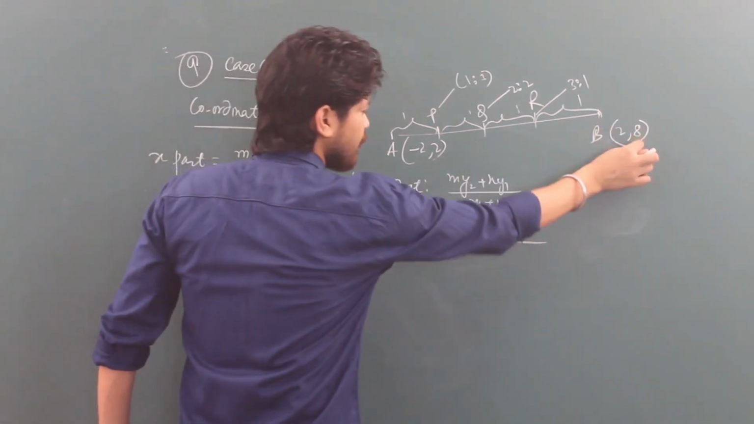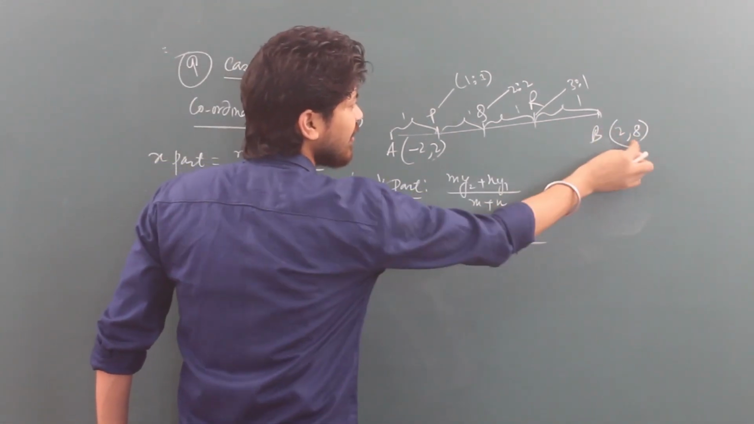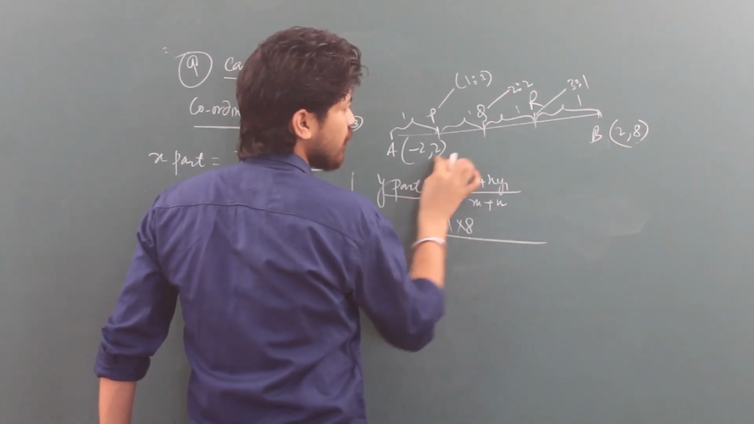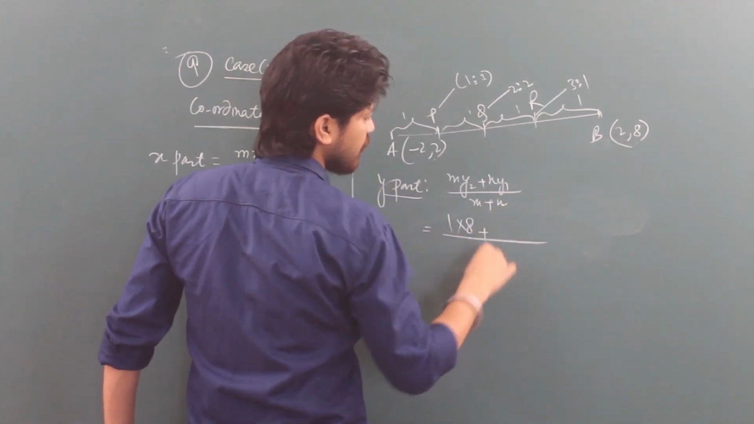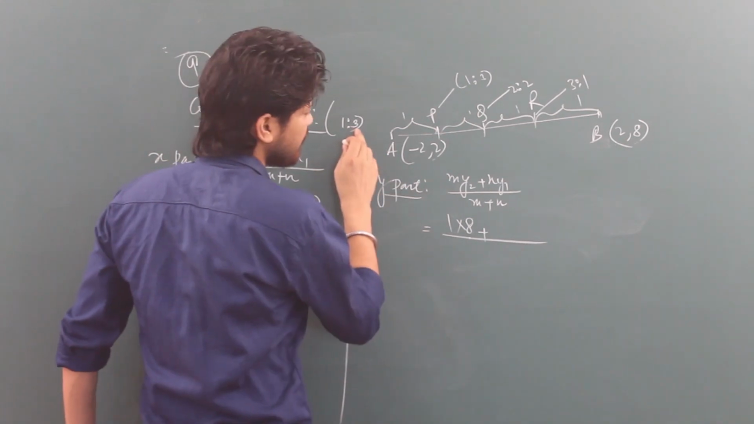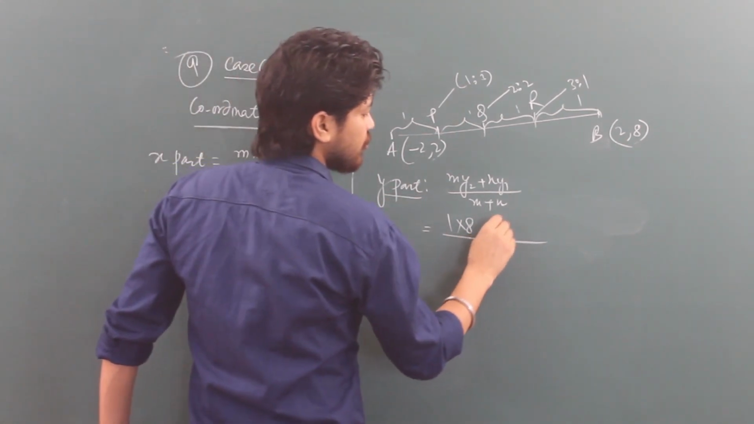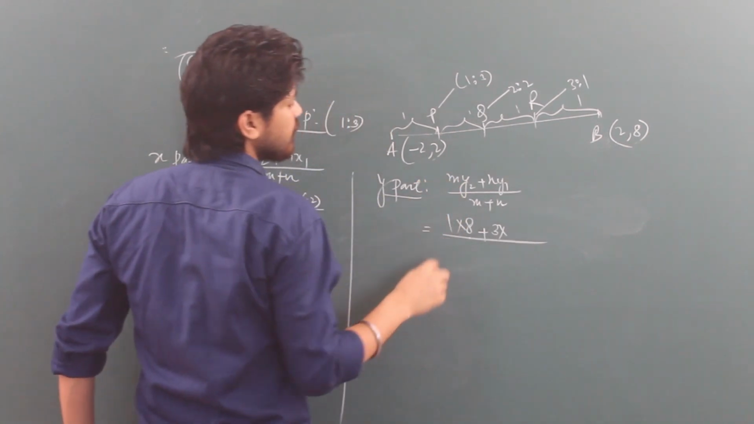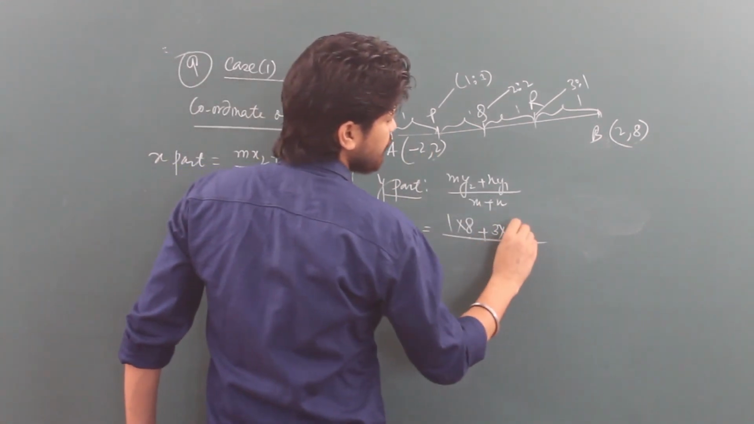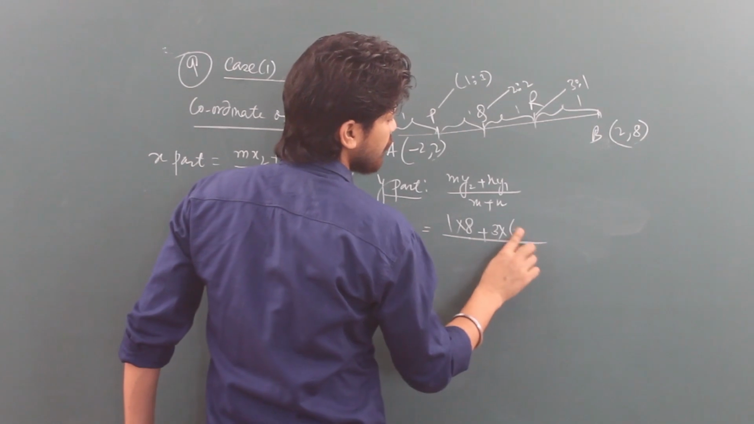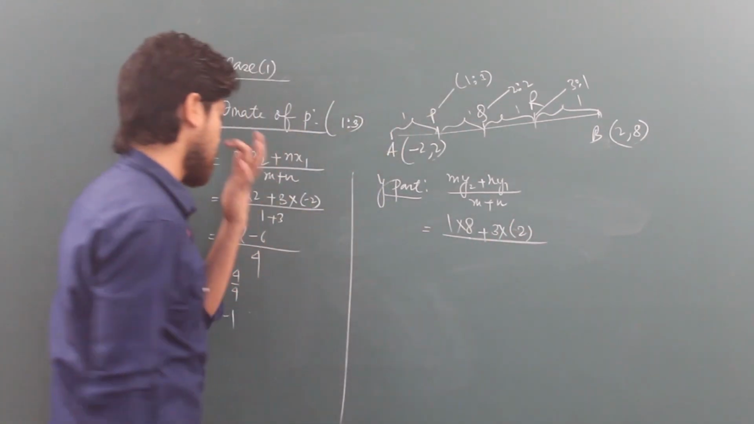What is y2? 8, right? This is x1, y1, x2, y2. What is n here? 3, right? The ratio for point P is 1:3. 3 into, what is y1? Sorry, plus 2. Got it?